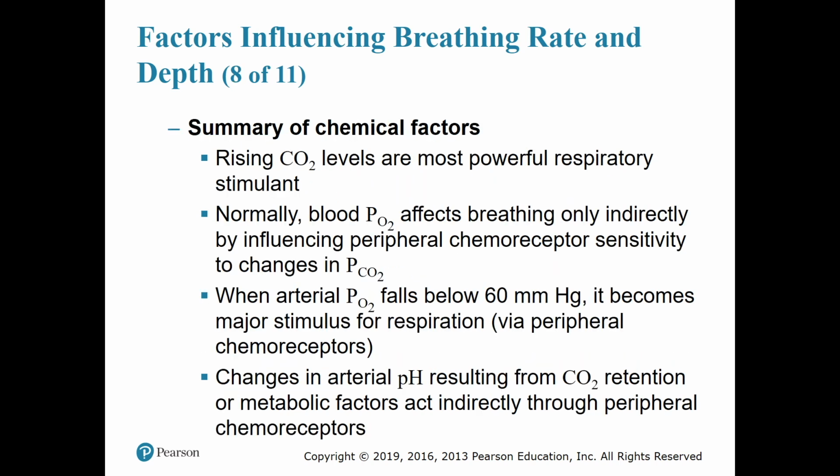In summary, for the chemical factors, rising CO2 levels are the most powerful respiratory stimulant. Normally, blood partial pressure of oxygen affects breathing only indirectly by influencing the peripheral chemoreceptor sensitivity to changes in the partial pressure of CO2. When the arterial partial pressure of oxygen falls below 60 millimeters of mercury, it becomes the major stimulus for respiration via peripheral chemoreceptors. And changes in arterial pH resulting from CO2 retention or metabolic factors act indirectly through peripheral chemoreceptors.